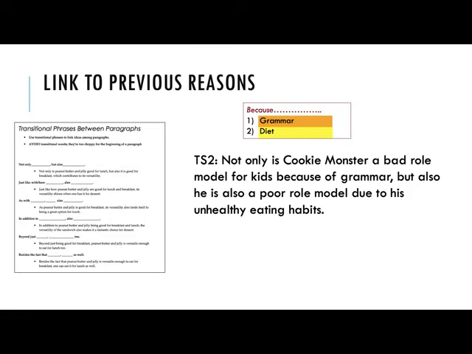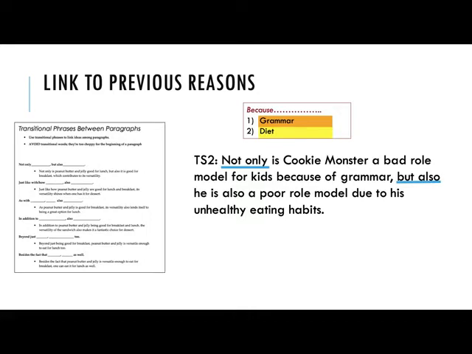Not only is Cookie Monster a bad role model for kids because of his grammar, but also he's a poor role model due to his unhealthy eating habits. Now you notice here a couple of things. One, it doesn't sound exactly like the thesis. Two, we are transitioning back to the first reason. The way we're transitioning is with this "not only, but also" transitional phrase.